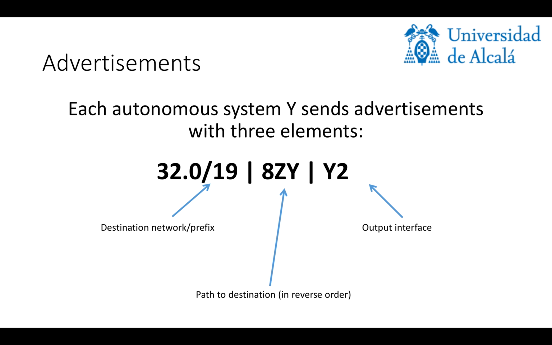Regarding advertisements, each autonomous system will send advertisements with 3 elements. First element will be destination network or prefix. Second element would be the path to destination, which will be always specified in reverse order, that is with the end autonomous system at the beginning. And the third element will finally be the output interface.